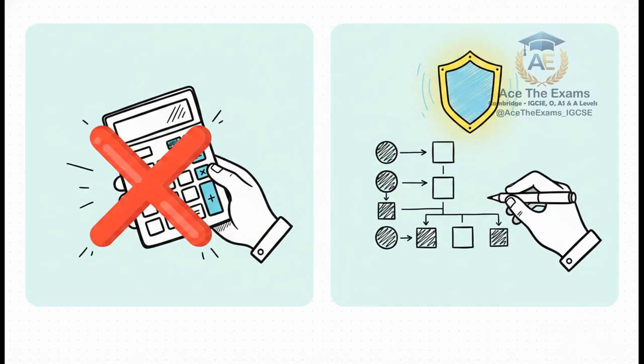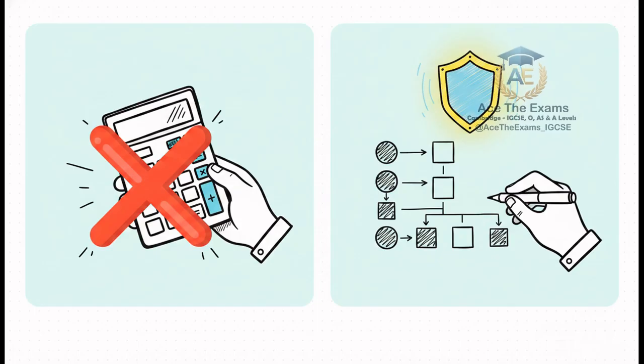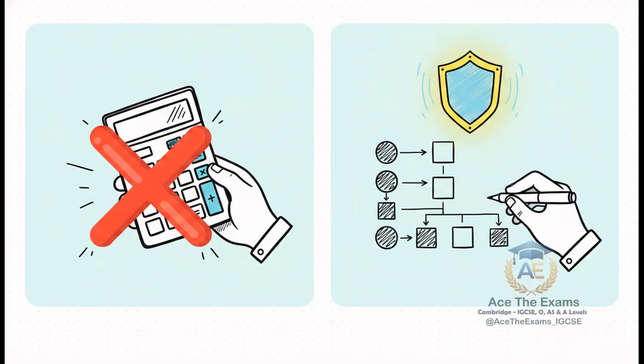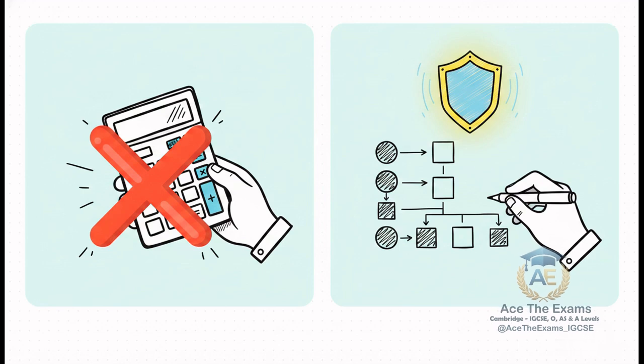The final answer is wrong, and because there is 0 working out shown, the examiner has no choice but to award a 0 for the entire question. Nothing. It is a total wipeout. But if Sam had shown his method, the examiner could see that the mathematical logic was actually sound, and he would only lose a single accuracy mark instead of dropping the whole question.